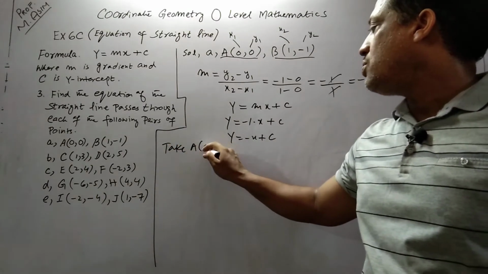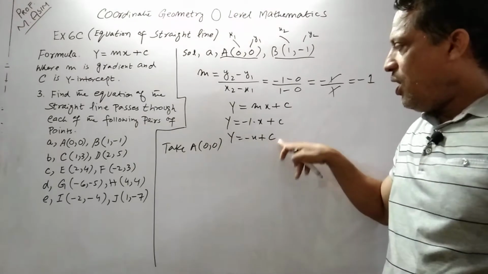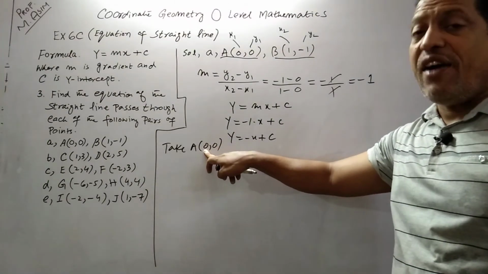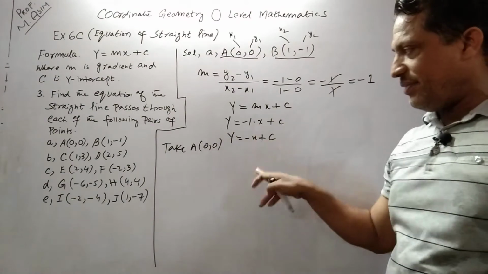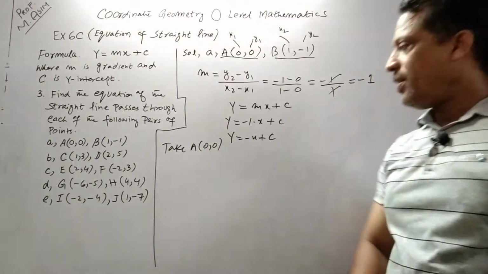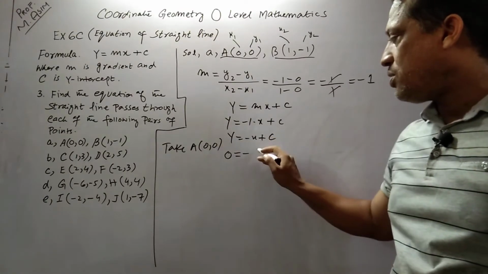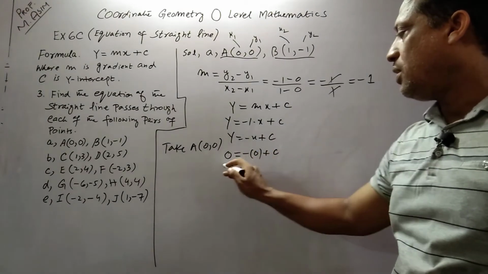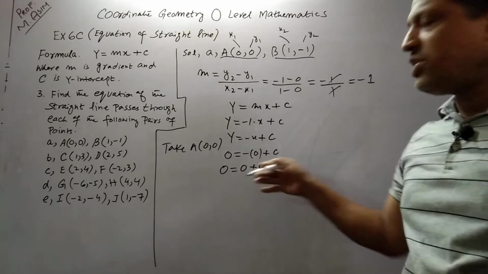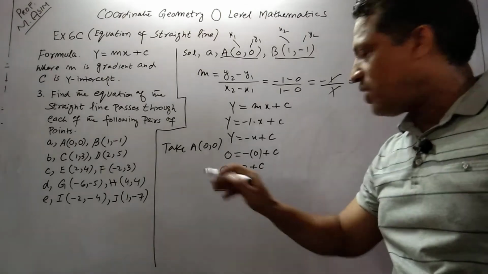Okay, take A (0, 0). Now in this straight line equation, we have to put 0 where we see x and 0 where we see y, because the first value represents x and the second value represents y. So y is 0, equals minus x, x is 0, put in bracket, plus c. 0 is equal to minus into 0, 0, plus c, and 0 is equal to 0 plus c means c is equal to 0. Our value of c is 0.